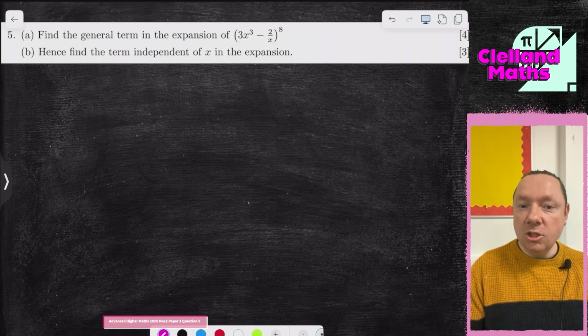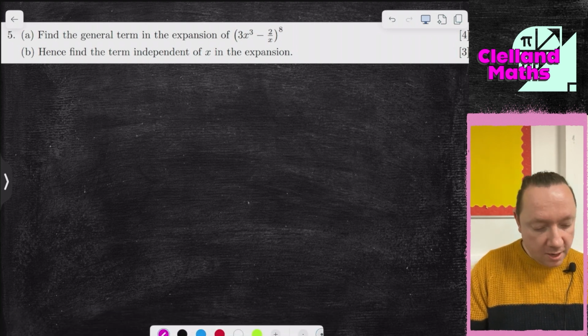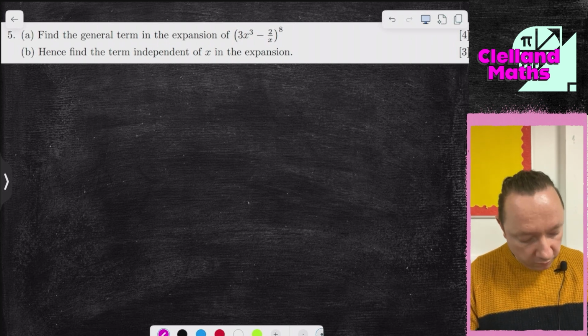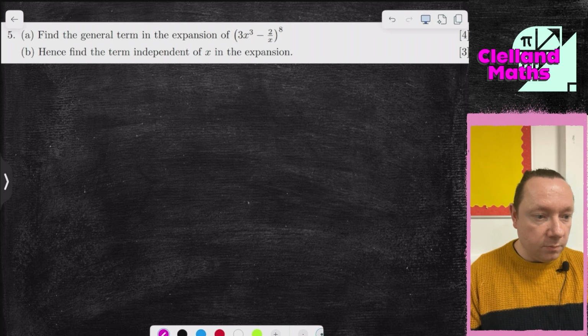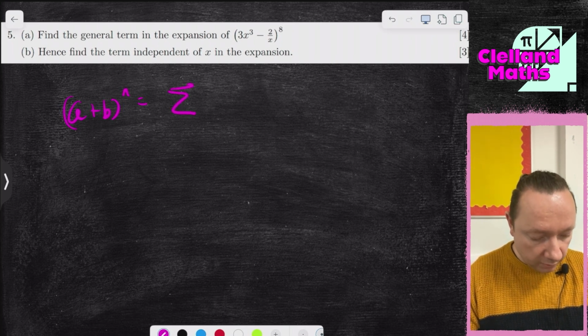And we're done there. SQA Advanced Higher Maths 2025 Mock Paper 2, Question 5. Find the general term of the expansion and then find the term independent of x. Formula sheet 1, binomial theorem here. And the binomial theorem says that you've got a plus b to the n equals the sum from r equals 0 to n of n choose r.